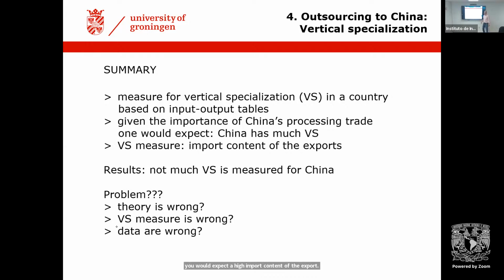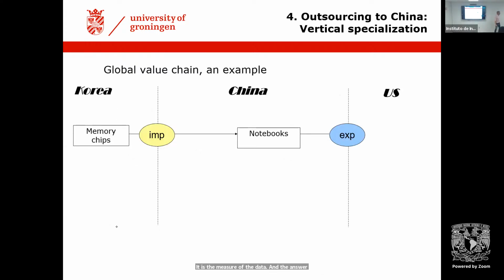Now we do the numbers. Show you the numbers in a minute, and we find that not much vertical specialization is measured for China. So we have a problem. Is the theory wrong? Is the measure wrong? Or are the data wrong? And the answer will be the data are wrong.